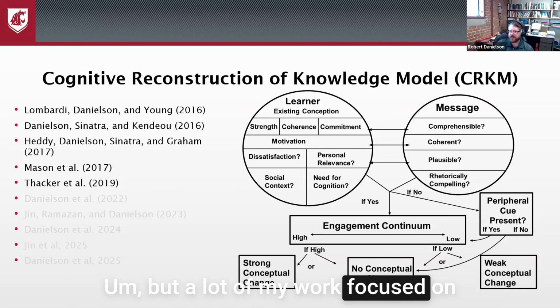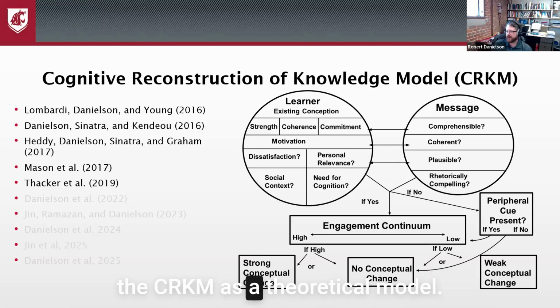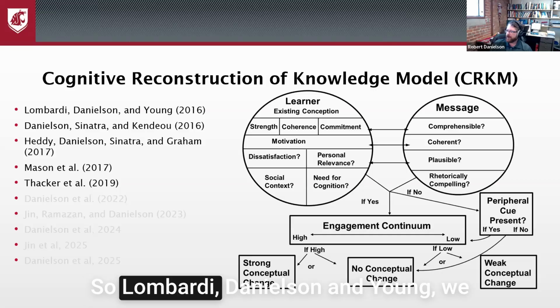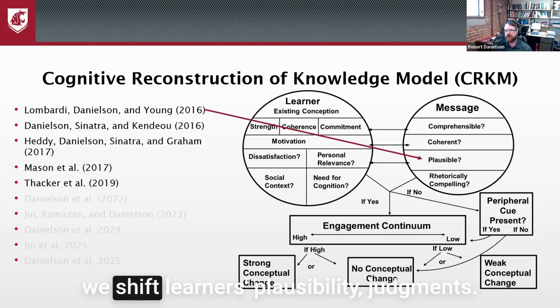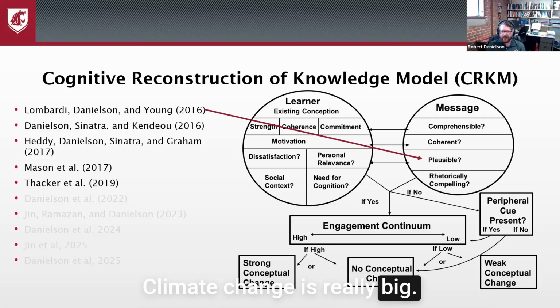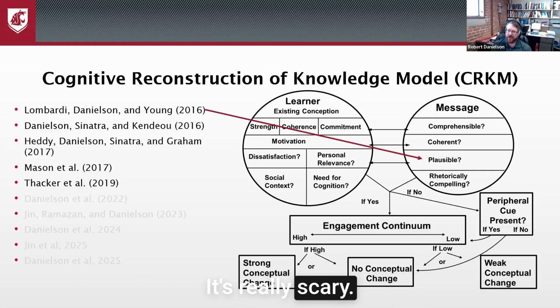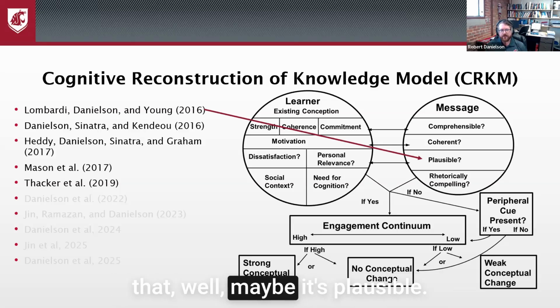But a lot of my work focused on leveraging refutation texts and leveraging the CRKM as a theoretical model. So Lombardi, Danielson, and Young, we were looking at climate change and can we shift learners' plausibility judgments. Climate change is really big, it's really amorphous, it's really scary, it's really hard to understand. Can we get learners to even think that, well, maybe it's plausible?